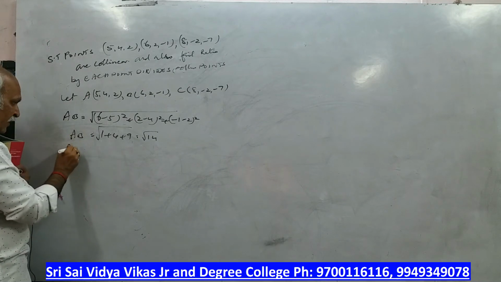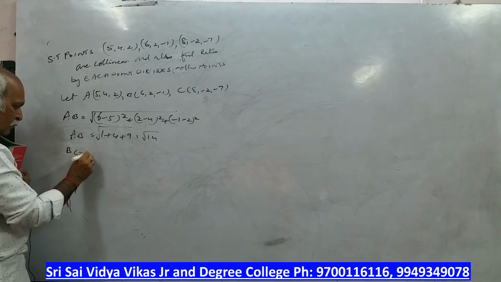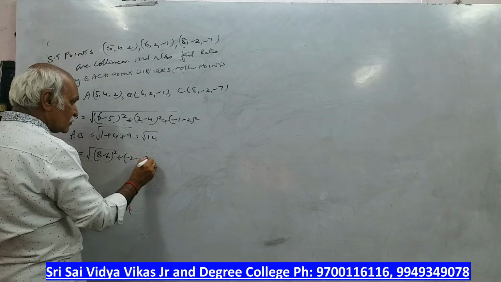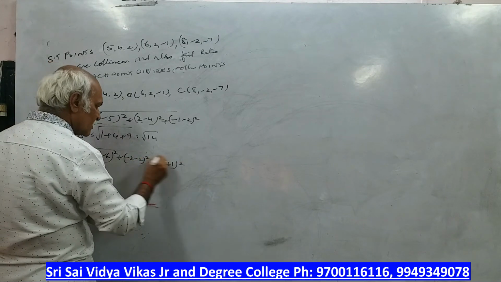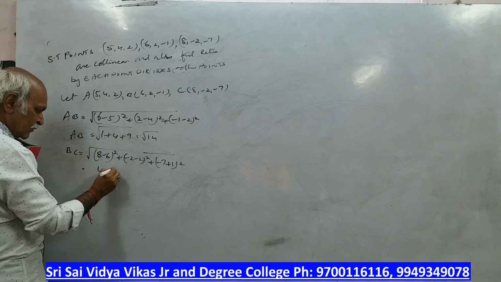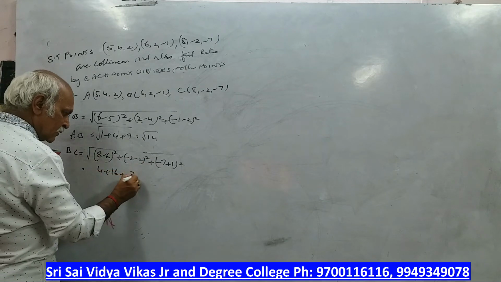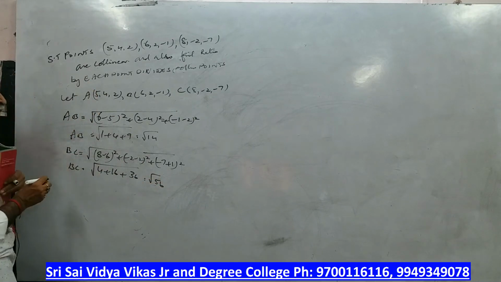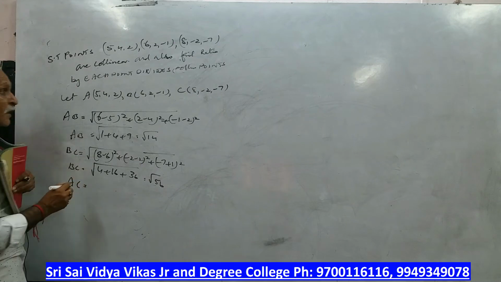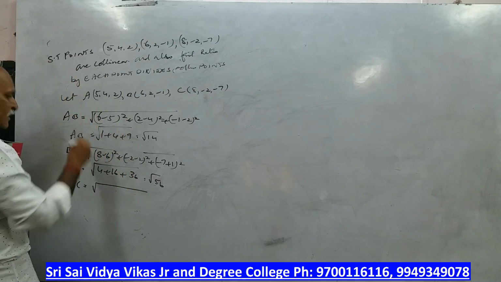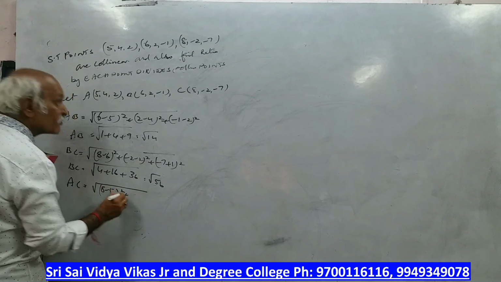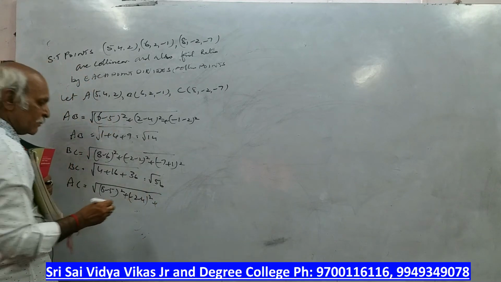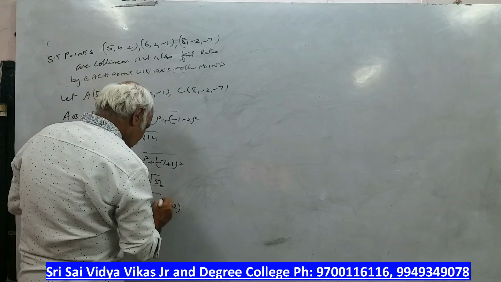Okay, next we find BC. Root of (8 minus 6) whole square plus (minus 2 minus 2) whole square plus (minus 7 plus 1) whole square. Okay, so this is 4 plus 16 plus 36. Root 56, BC. Next AC. AC is what, sir? Distance between A and C. (8 minus 5) whole square plus (minus 2 minus 4) whole square and (minus 7 minus 2) whole square.